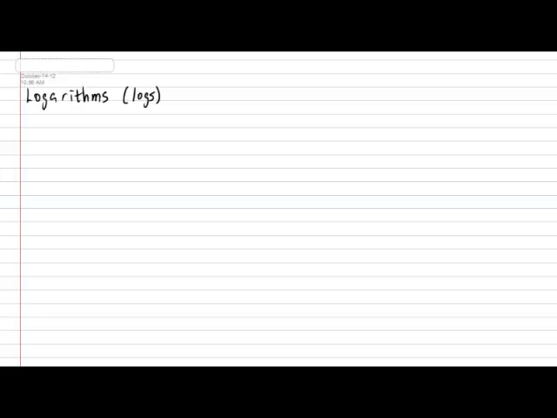Hi everyone. In today's lesson, we'll be taking a look at what is meant by a logarithm, or log for short. So in your notebook, please put down today's subtitle, which is Logarithms.